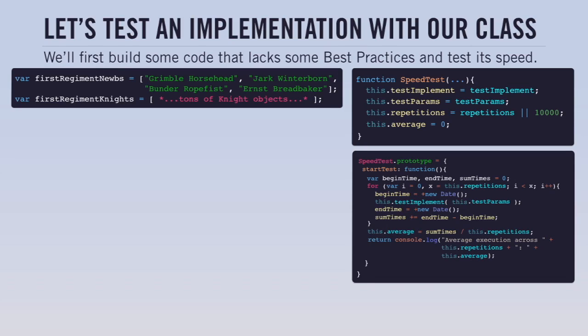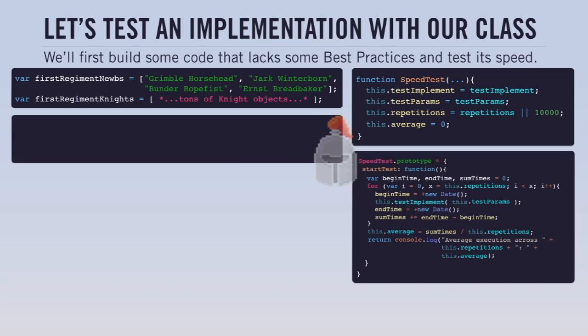You can see we got our variable first regiment noobs. That's an array list of 4 guys that are new to the 1st Regiment and need to be added to the list of 1st Regiment Knights. You can see there the next variable is the 1st Regiment Knights list, which has tons of knight objects inside it. Now here comes the code we want to test.